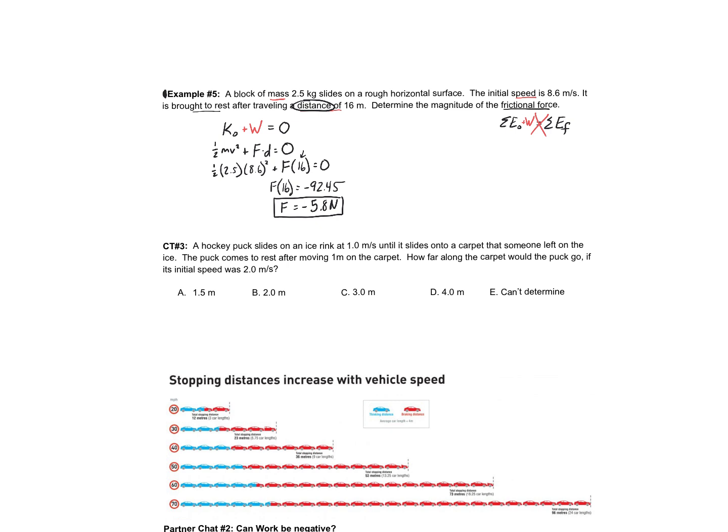We're also going to look at concept number 3 on this page. So a hockey puck slides on an ice rink at 1 meter a second. So it's moving along at constant speed until it slides onto a carpet that somebody left on the ice. What an idiot. The puck comes to rest after moving 1 meter on the carpet. How far along the carpet would the puck go if the initial speed was 2 meters a second?